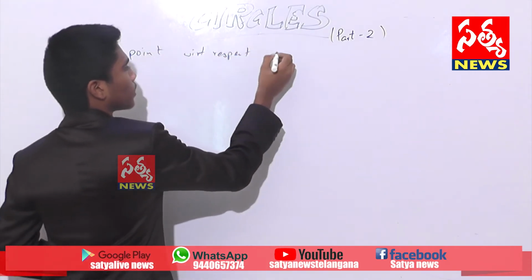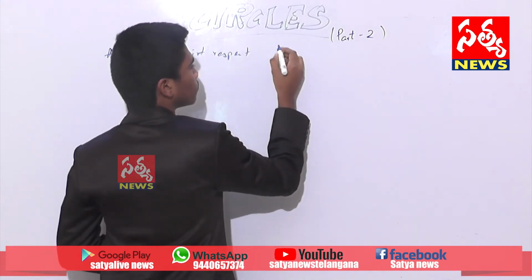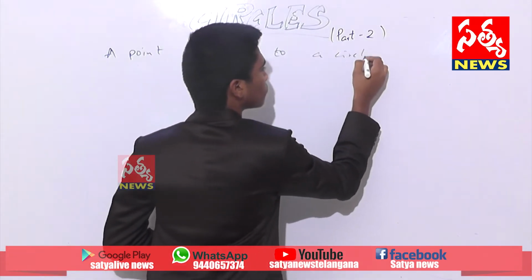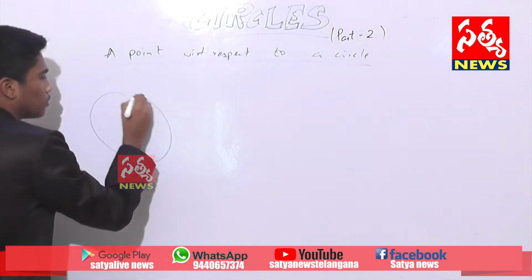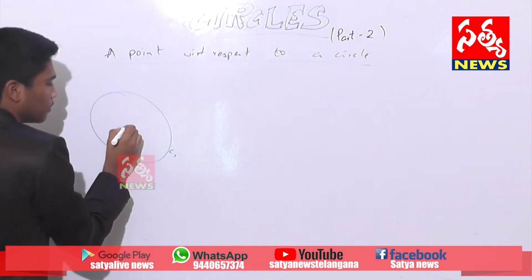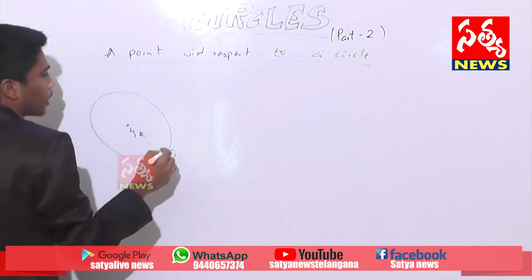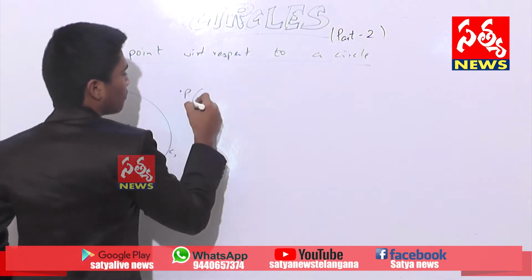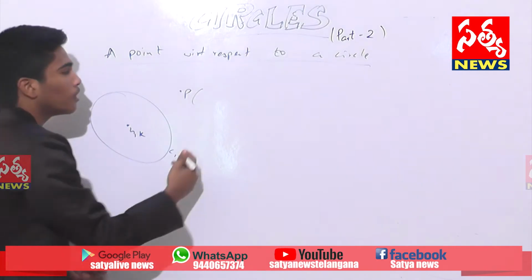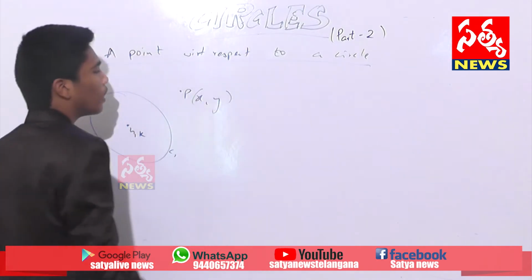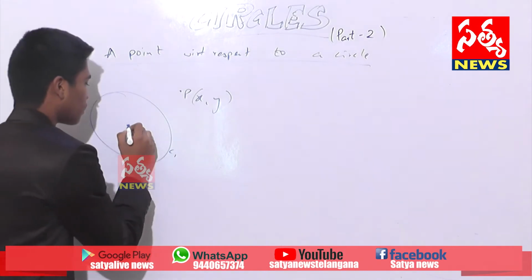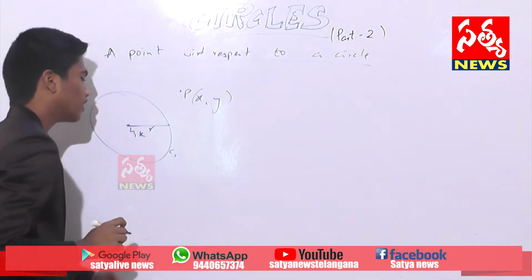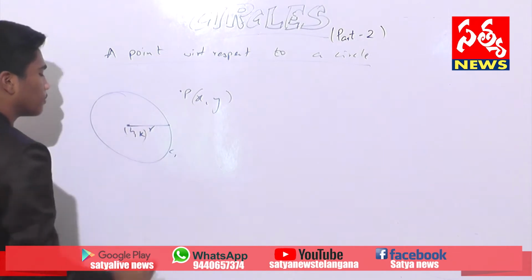Okay. Now, let's start this video with a point with respect to the circle. Let's take a circle C1 with center h comma k. Let a point P in the plane, and its coordinates are x and y. The radius of circle is r.